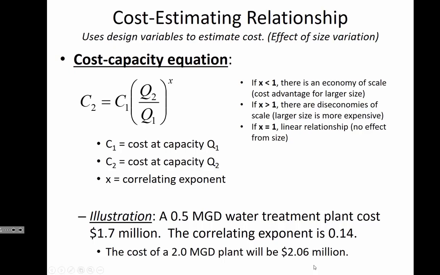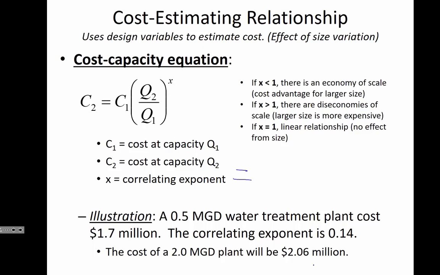Now, we have a correlating exponent x of 0.14, and we want to find out what's the cost of a 2 million gallon per day plant. And so, in this case, Q2 is 2.0 MGD, and so we want to know what is C2. Now, I've got it on the screen there that it's 2.06 million, but let's put it into the formula and see if that is the case.